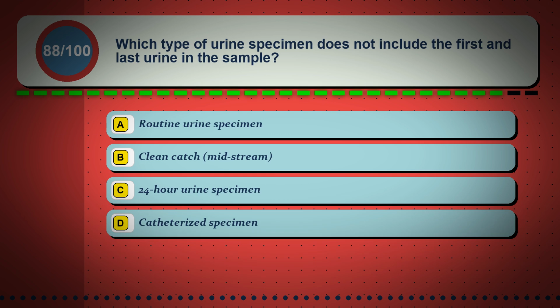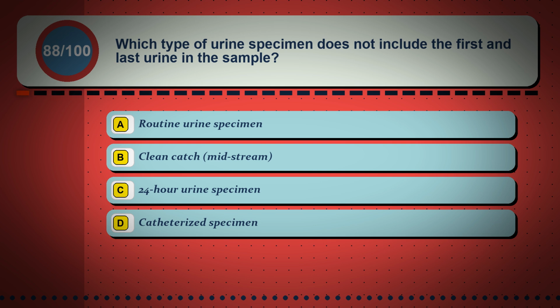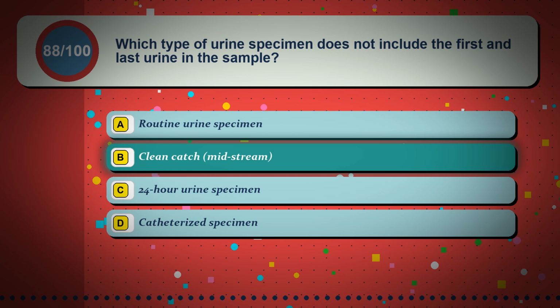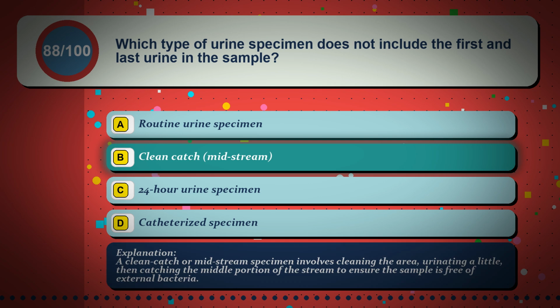Question 88. Which type of urine specimen does not include the first and last urine in the sample? Option A, a routine urine specimen. Option B, a clean catch, midstream. Option C, a 24-hour urine specimen. Option D, catheterized specimen. The correct answer is option B, clean catch, midstream. A clean catch or midstream specimen involves cleaning the area, urinating a little, then catching the middle portion of the stream to ensure the sample is free of external bacteria.